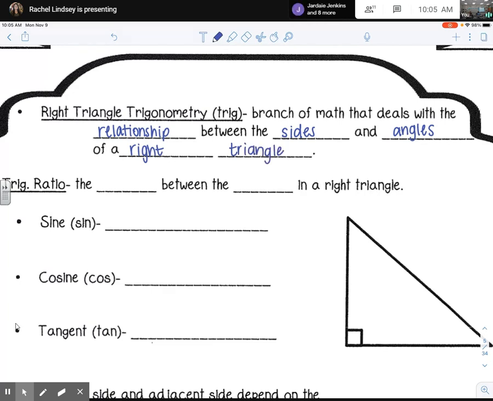So this whole unit 3, we're going to be looking at right triangles. And basically what we learned today is what we use for the whole unit. So what we're going to be using are called trig ratios. And a trig ratio is the ratio between the sides in a right triangle.